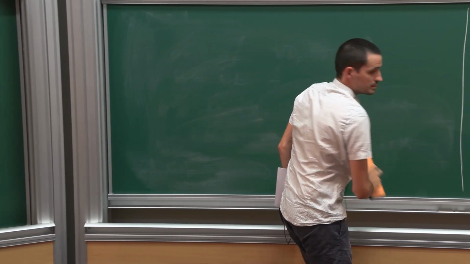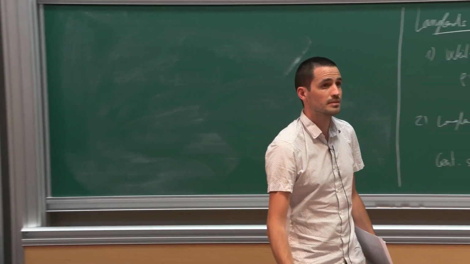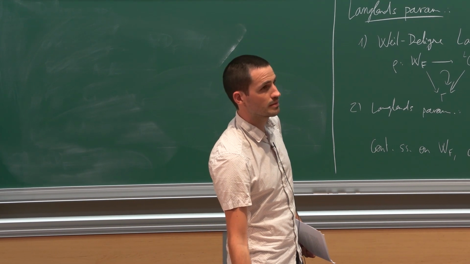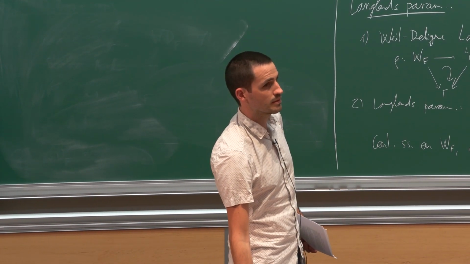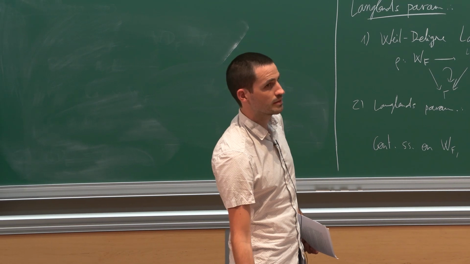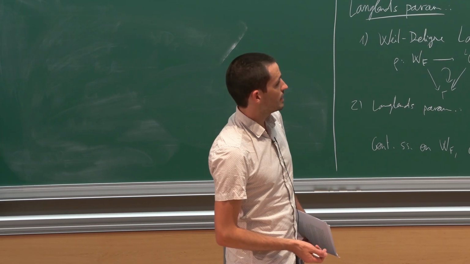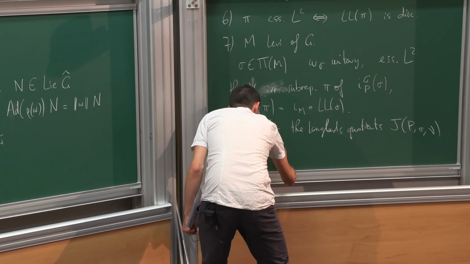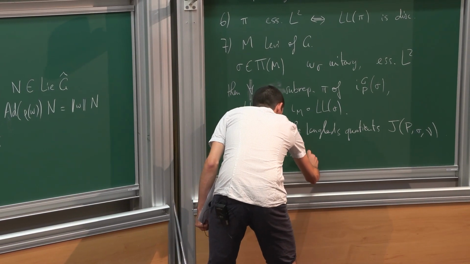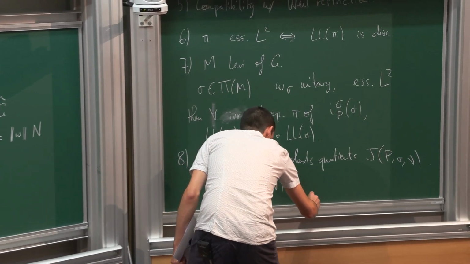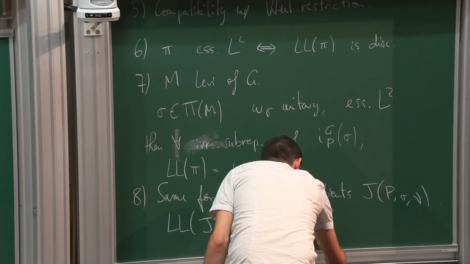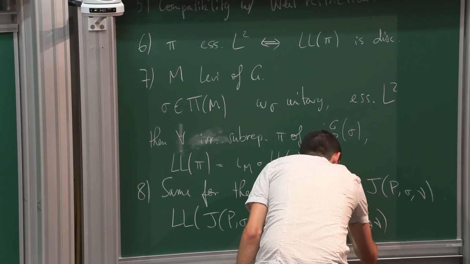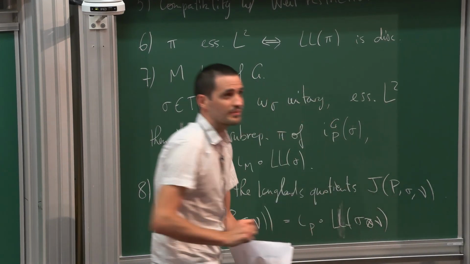In number 8, if sigma is tempered, then not all the irreducible constituents of the parabolic induction are determined in this way, but only the Langlands quotient is determined by this rule. So the local Langlands of this Langlands quotient is the composition like this.